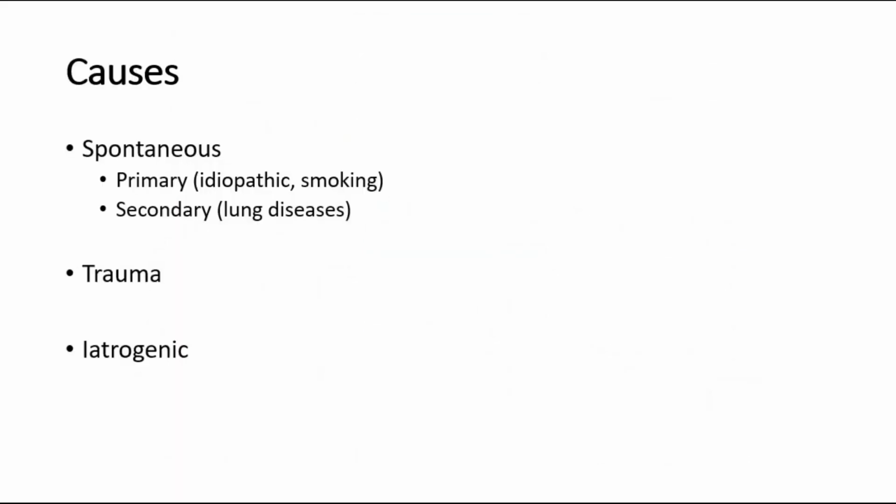Here are some of the causes of pneumothorax. It is often spontaneous, especially in young and teen men, due to rupture of a subpleural bullae. Other causes include secondary causes, for example, secondary to lung diseases like asthma, COPD, tuberculosis, pneumonia, lung abscess, carcinoma, and many others. It can also be secondary to connective tissue disorders like Marfan syndrome or Ehlers-Danlos syndrome.